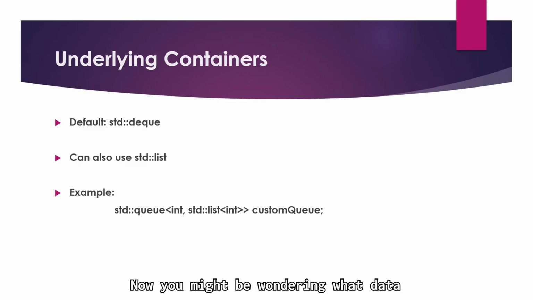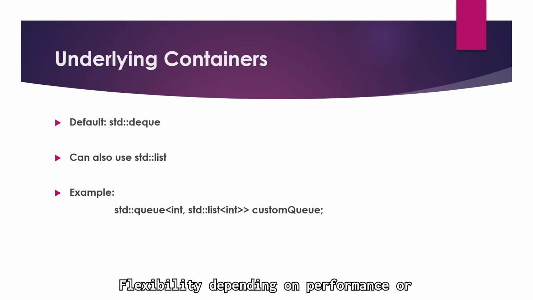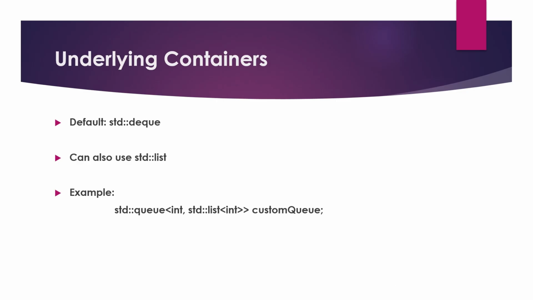Now you might be wondering what data structure actually holds the elements inside a queue. Well, by default, queue uses deque, which stands for double-ended queue, as its underlying container. A deque supports fast insertion and removal from both ends, making it ideal for implementing a queue. However, STL also allows you to change the underlying container. For example, you could use a list instead, if that fits your needs better. The only requirement is that the container must support push_back, pop_front, and access to both front and back elements. This gives you some flexibility depending on performance or memory considerations.